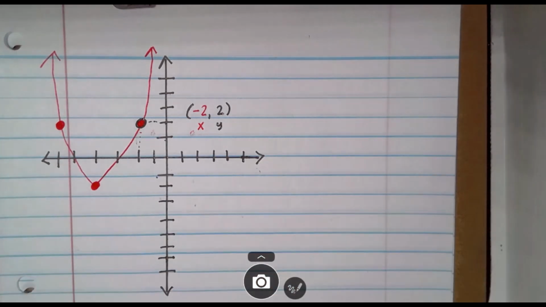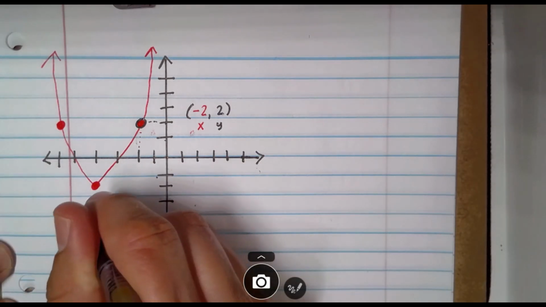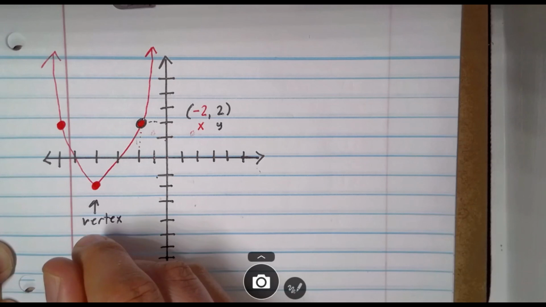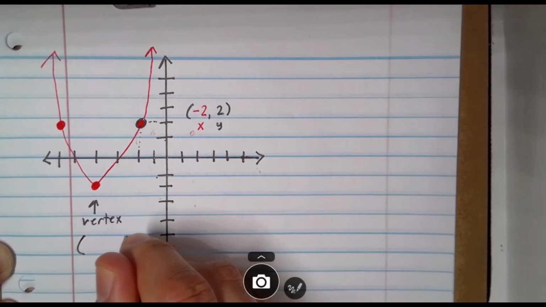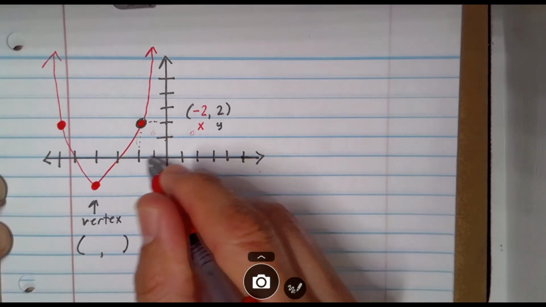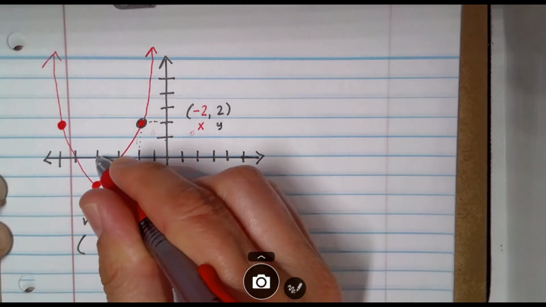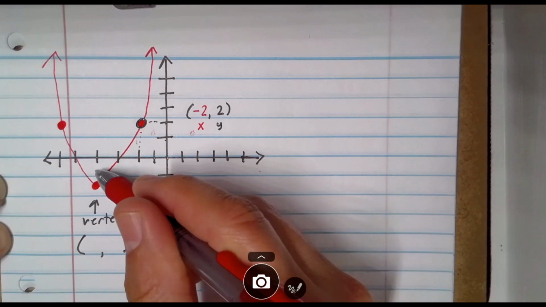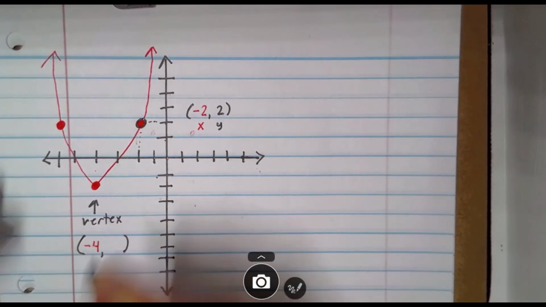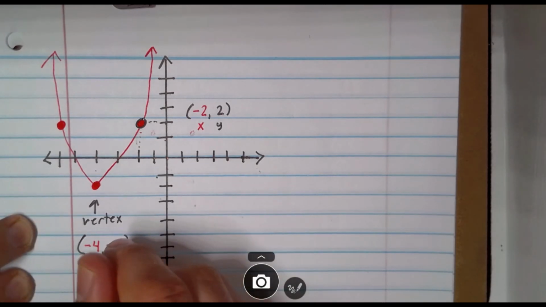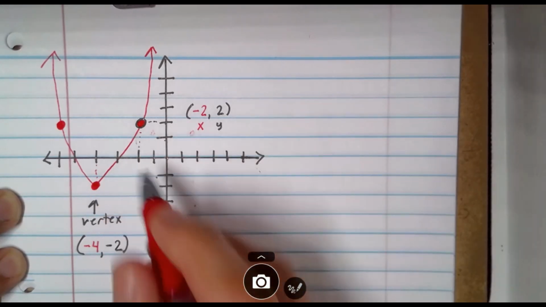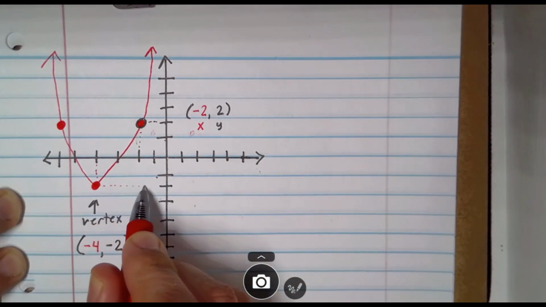Now, I'm going to go ahead and label my vertex. My vertex is right here. That's my vertex. And I'm going to need the ordered pair for that vertex as well. It looks like if I find the vertex, I go over 1, 2, 3, 4, and then to get down to it, I go down 1, 2. So it looks like negative 4, and then the y value is negative 2. I'll just draw some dots to it so you can see that it lines up with negative 4, negative 2.